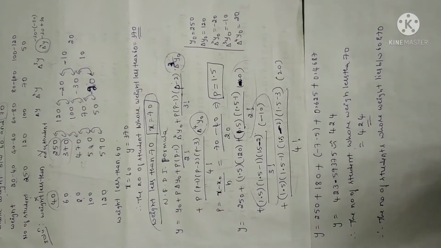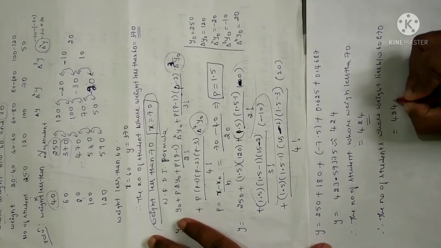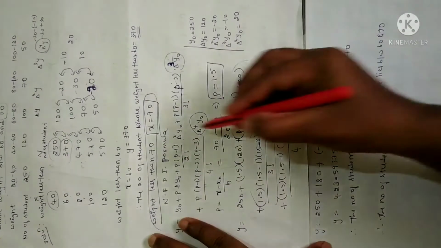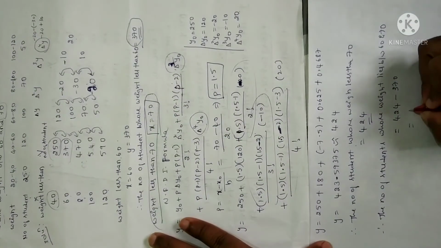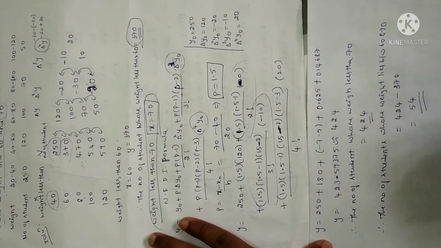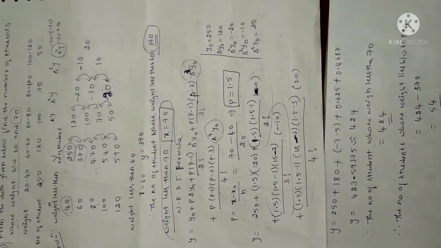As usual, we have to subtract, right? Which is equal to 424 minus, what is the value here, it is 370. So when you subtract, you will get the in-between value, that is 54. Therefore, the number of students whose weight lies between 60 and 70 is 54 members.